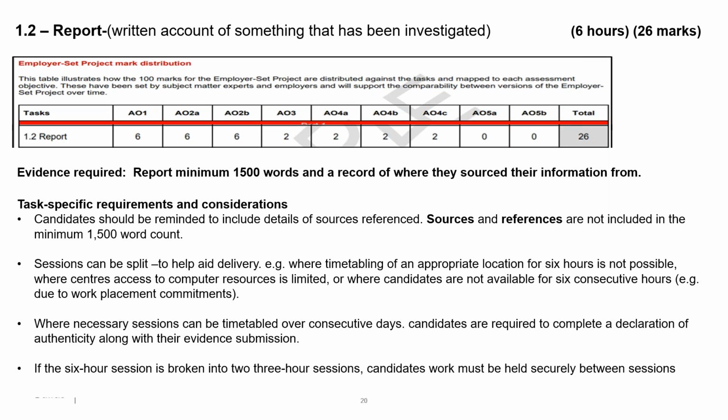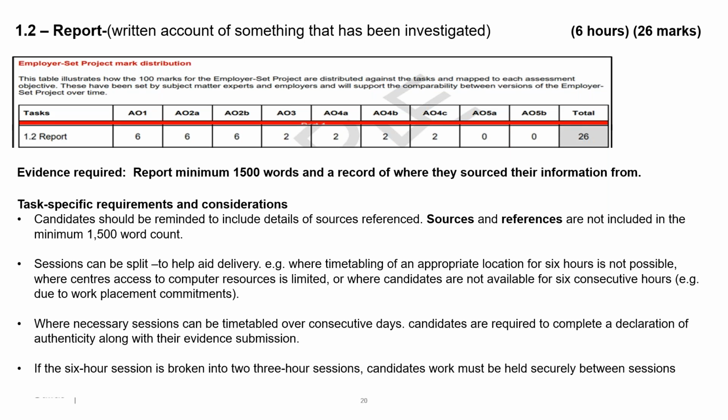Now, you may have to split this project up. Maybe you're not available for 6 hours. It's entirely how you deliver that, as long as it's consecutive sessions. So we understand it may not all be on the same day. It may be different days, it may be different sessions, as long as it's consecutive and you are able to keep what the candidates produced so far secure.